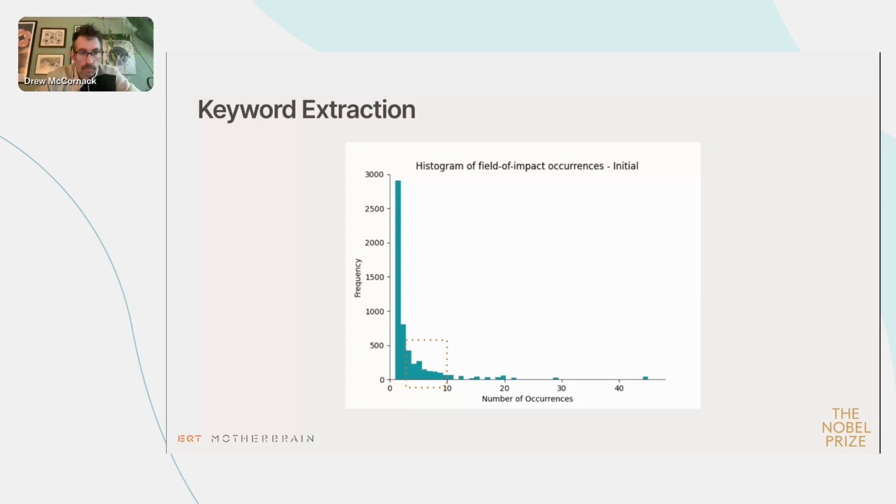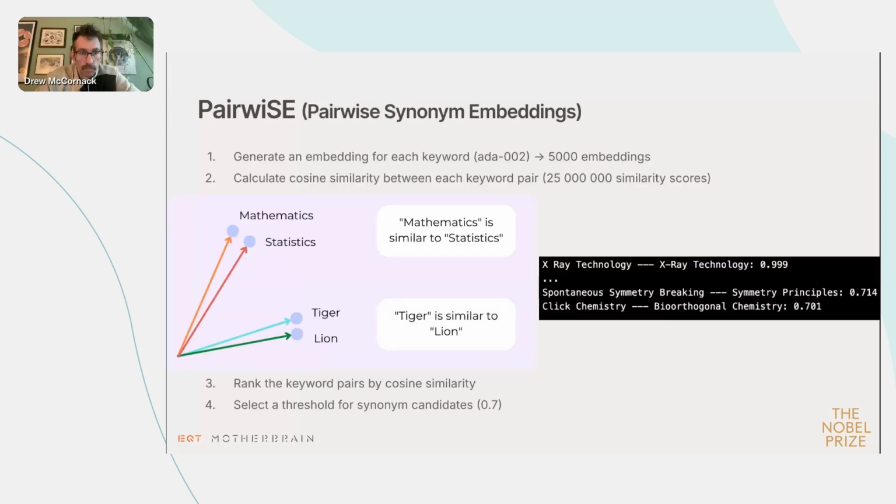As we inspected this, we found that lots of the keywords extracted were basically synonyms of each other. So we developed a hacky system to deduplicate these synonyms. What we did was we used OpenAI's Ada 2 model to take document embeddings for all of these keywords that we extracted, and we took the cosine similarity between each pair. So we started with 5,000 keywords, and pairwise cosine similarity gets us to 25 million pairs.